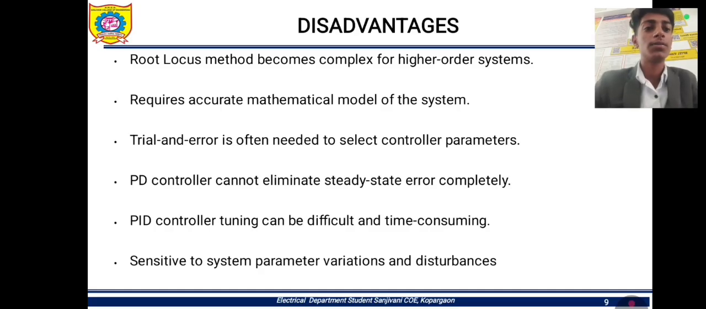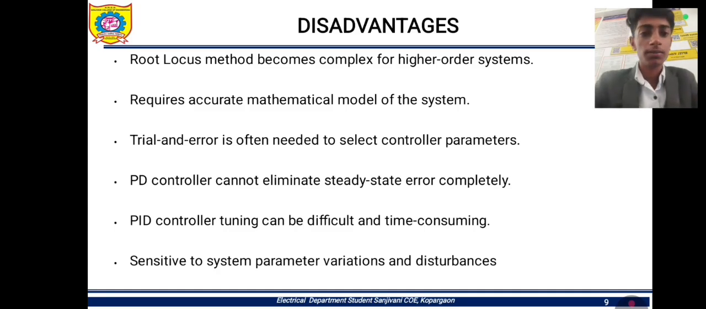The root locus method becomes complex for higher order systems. As a disadvantage, the root locus method is very hard and complex for higher order systems, and requires an accurate mathematical model of the system, as it requires an accurate and correct order of the mathematical model of a system. And third, trial and error is often needed to select the controller parameters. So too many errors are there in selecting the control parameters.